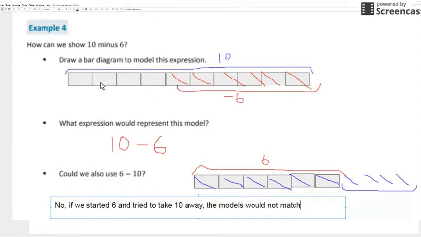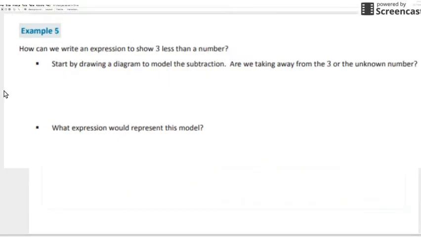This one would not. This one has 10 boxes and 4 boxes left over. This one had 6 boxes and we need 4 more. So that's not the same thing. All right, so subtraction and addition cannot be written forward and backwards. Only addition can have the commutative property. All right, so we go ahead and move on. We look at number 5.